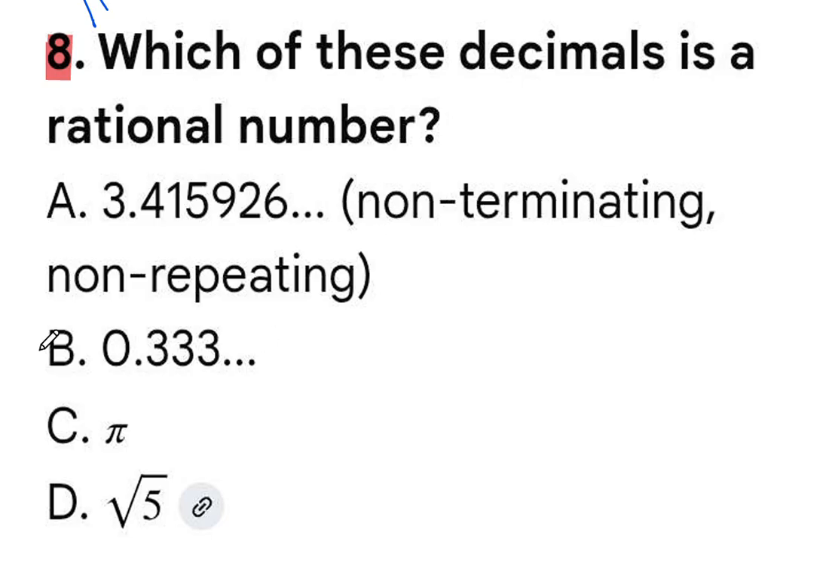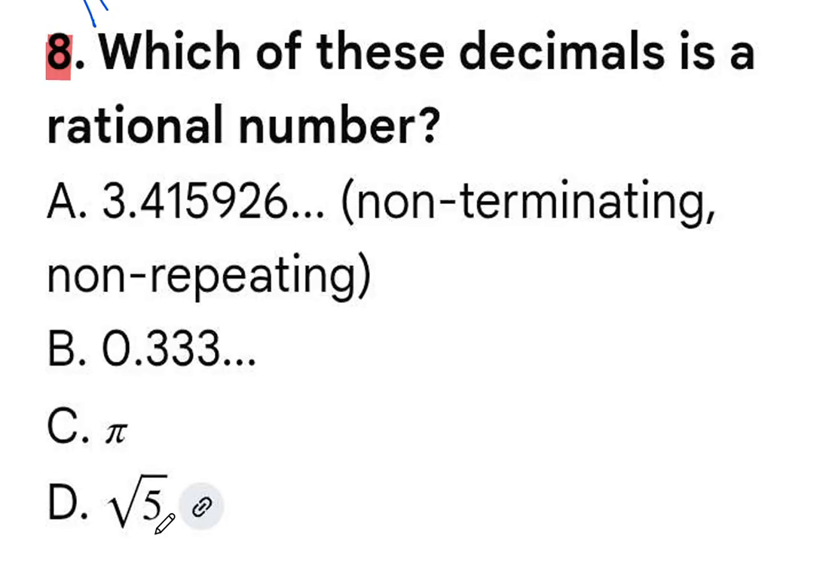It is non-terminating and non-repeating. That means it will not end. After the decimal, the numbers will not end, and also the digits are not repeating. So the next one is 0.3333. It is non-terminating but with a repeating digit; 3 is repeating. Option C is 5 and option D is root 5.